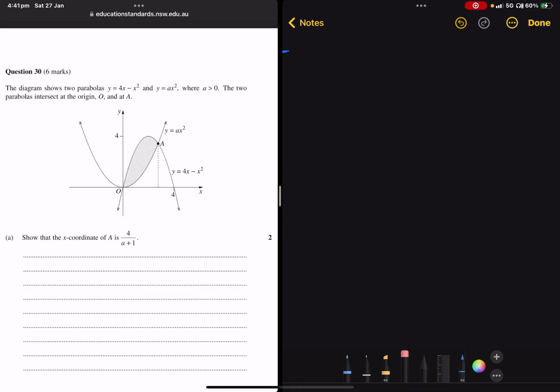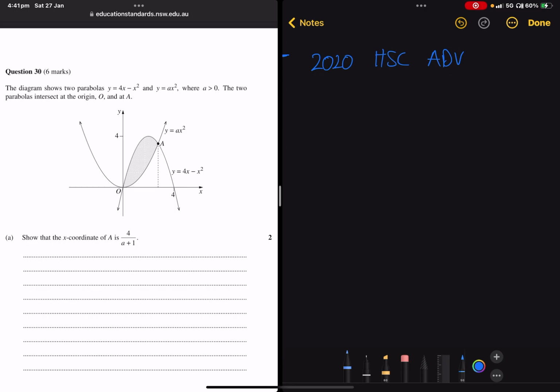Okay, so we're going to have a look at another question from the 2020 HSC Advanced Maths paper. So this is question 30. So we're getting right to the end of the paper. This is probably the hardest question in the paper, so that very few students will actually get this right.